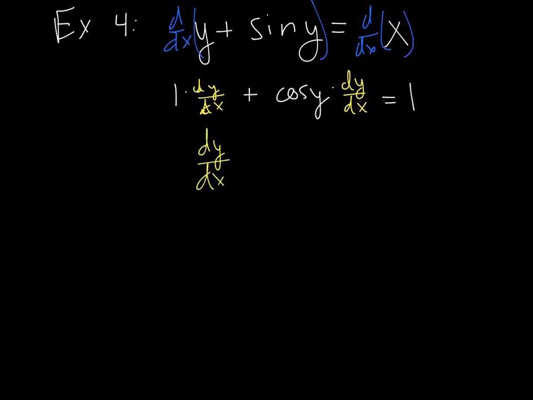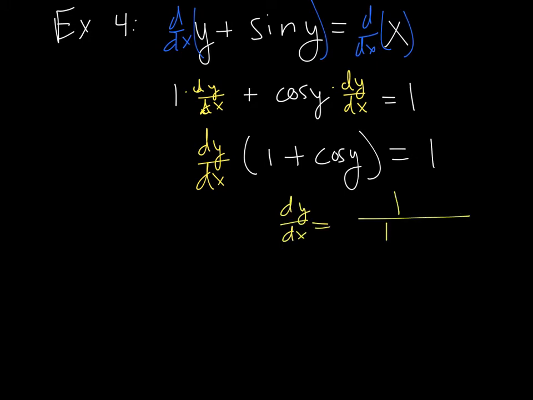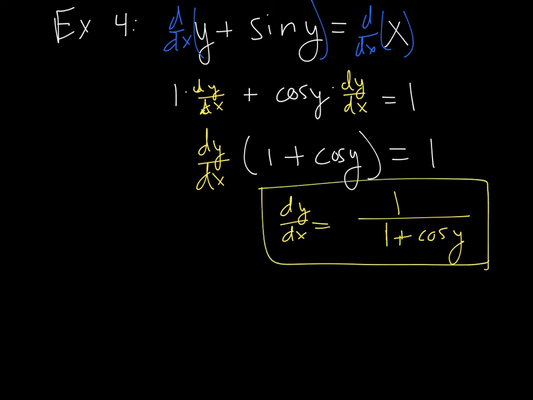So I'm going to go ahead and factor that out, and I'm going to be left with 1 plus cosine y. So if you distribute that back through, you'd end up with the line above it equals 1, and then I'm of course going to divide on both sides. So I get dy/dx is equal to 1 over 1 plus cosine y. And I'm going to look at that and see if I can simplify it. I don't think there's anything I can do with that. So that is my first derivative. Moving on.